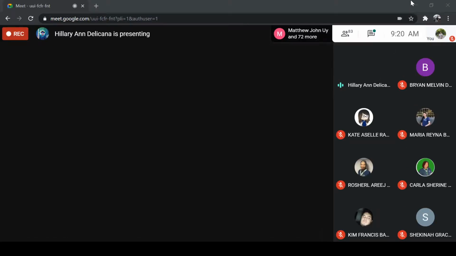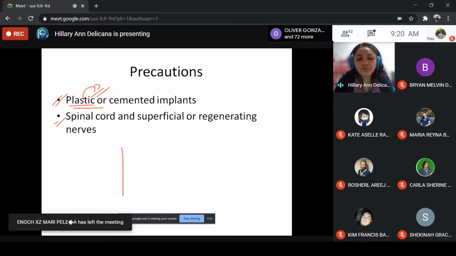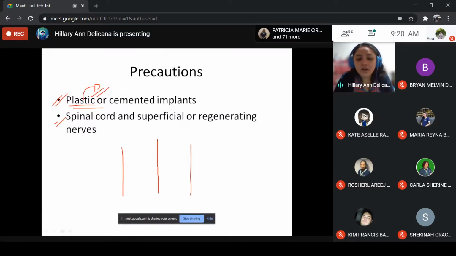Okay? Next is spinal cord and superficial or regenerating nerve. So one of the precautions, let's say for example, irritating low back. So for example, this is the back of the patient. This is the area of the spinal cord. So let's say for example, you treat this area. So treat.